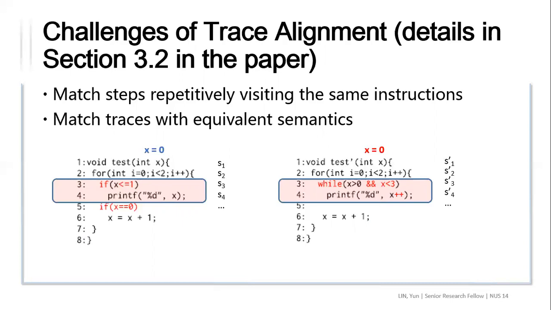However, suppose we run both programs with the same input of x equals 0. In the first iteration of the for loop, the step S3 should match the step S3 prime, even if their AST syntax is completely different. So should S4 and S4 prime. In our approach, we convert the trace into a tree and represent the execution trace tree in a generalizable way to detect those equivalent trace semantics. By this means, we can have a precise trace matching result. Interested audience can check our paper for more details.